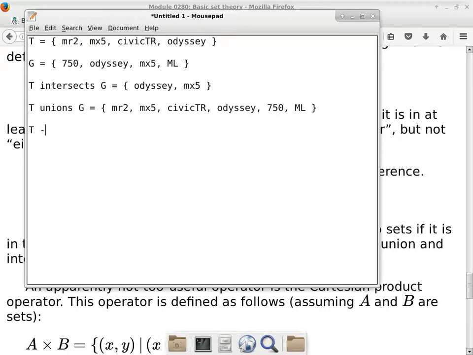Let's do a minus. T minus G would be the cars that I like, but not something that George likes. So I like the MR2, but George doesn't like it, and also the Civic Type R.